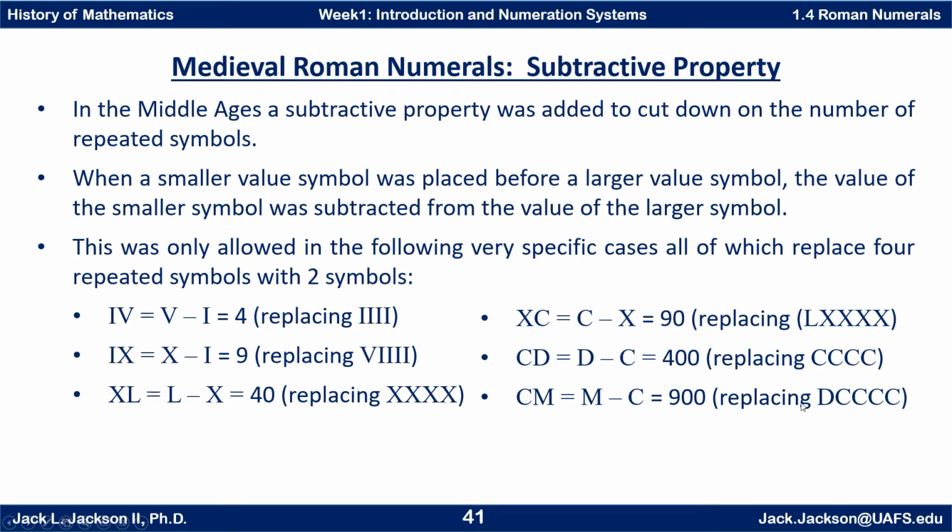So in each of these cases, here we have 2 symbols where there would have been 5, and here's 2 symbols where there would have been 4. So in all of these, we replace 4 or 5 repeated symbols with 2 symbols.